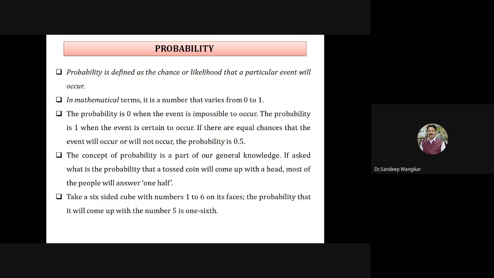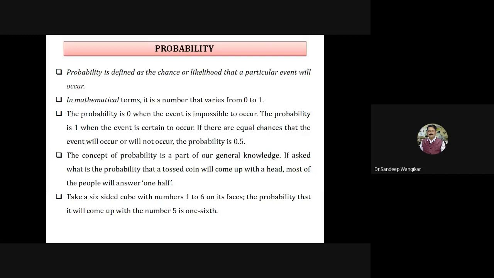Probability is defined as the chance or likelihood that a particular event will occur, it will happen. So what is the chance, in percentage of chance? Definitely it will happen, 100% it will happen. Or there are very few chances, or no chances that it will happen. So this is nothing but the probability. Probability is the chance or likelihood that a particular event will happen. In mathematical terms, the number varies from 0 to 1. The probability number varies from 0 to 1.